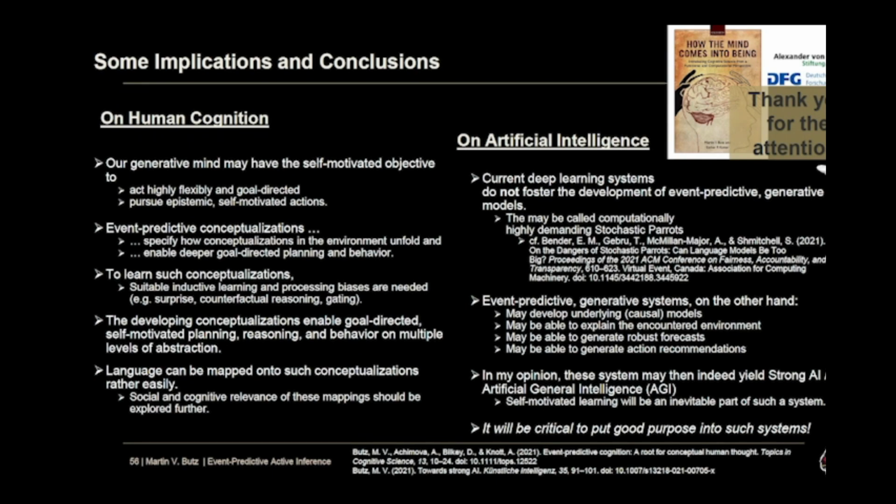And if I may end with my own opinion, these systems may indeed be able to develop strong AI, or artificial general intelligence. And as a word of caution, I want to end with a message: if we do this, all of us who work on AI, smart robotics, and so forth, please keep in mind that we should put good purpose into such systems, such that they are useful for us as a world and society, and are not only there to make particular companies and individual people rich.